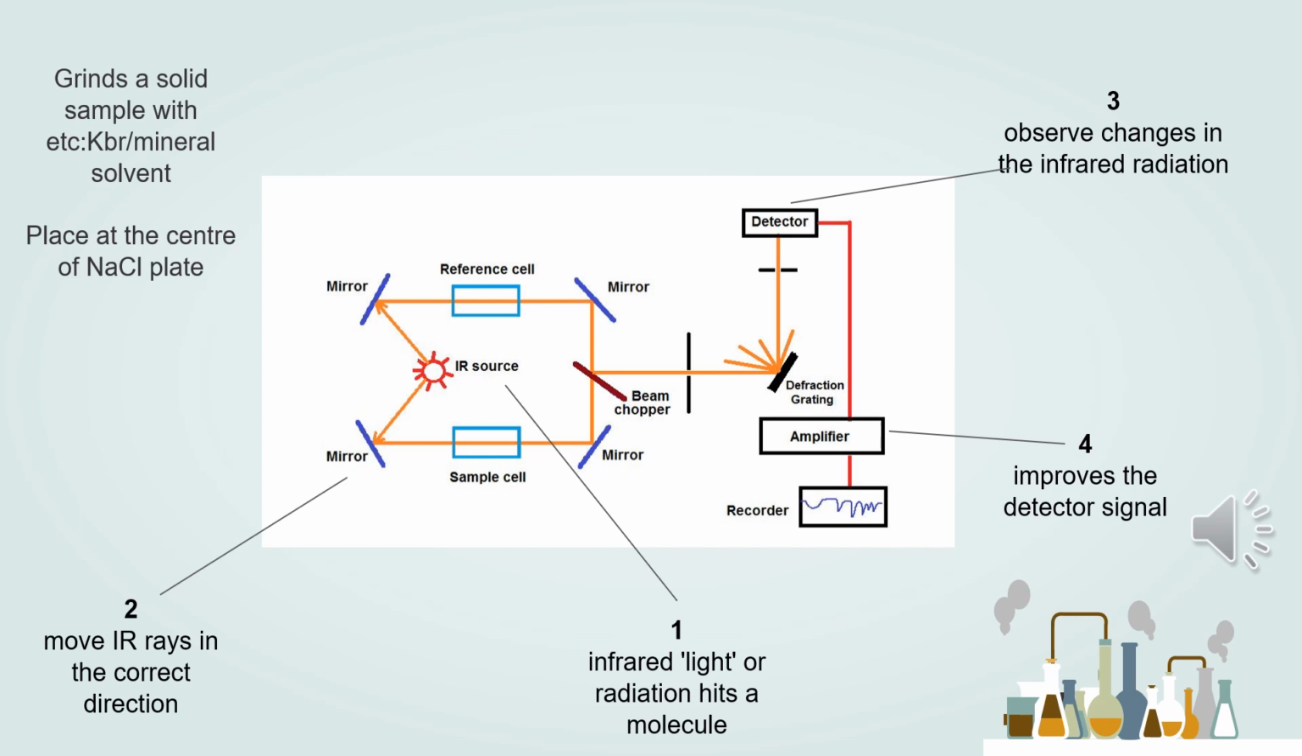The IR spectrometer has a source, an optical system, a detector, and an amplifier. For the first one, the source will give off infrared rays. Next, it will go through the optical system, which moves these rays in the correct direction. The detector will observe changes in the infrared radiation. Last but not least, the amplifier will improve the detector signal.